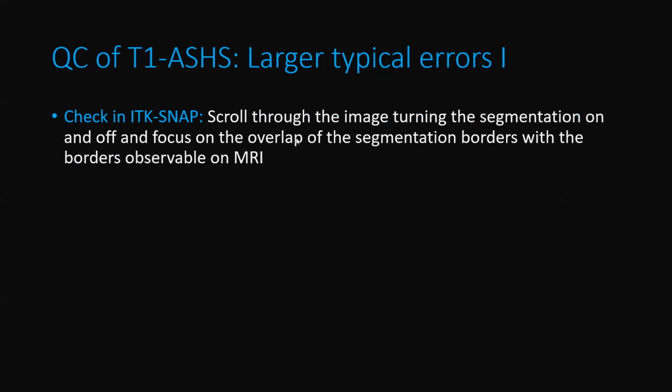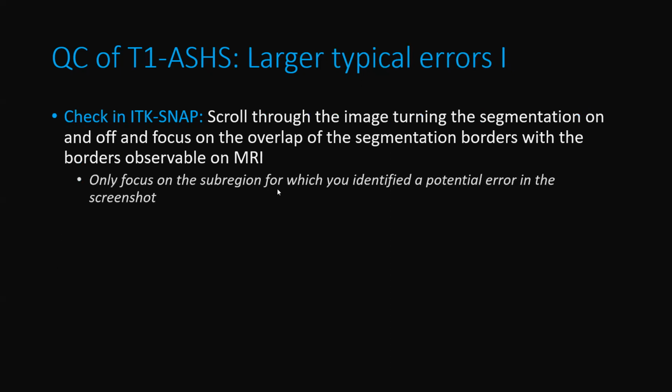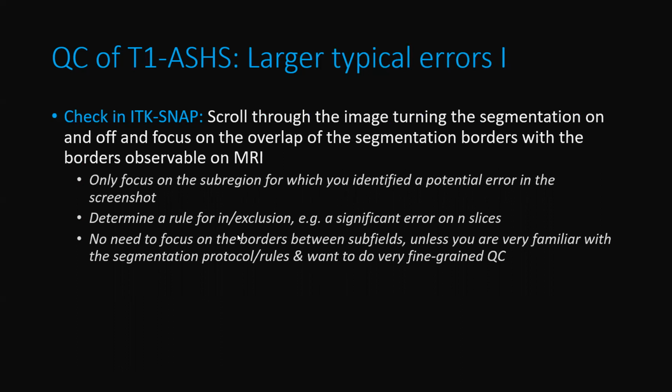If you would check in ITK Snap, what I would do is scroll through the image, turning the segmentation on and off, and focus on the overlap of the segmentation borders with the borders observable on MRI. I would only focus on the subregion for which you identify the potential error in the screenshot, and determine a rule for inclusion or exclusion, for example, if there's a significant error on X number of slices. Again, there's no need to focus on the borders between subfields unless you're very familiar with the segmentation protocol or rules and want to do very fine-grained QC.